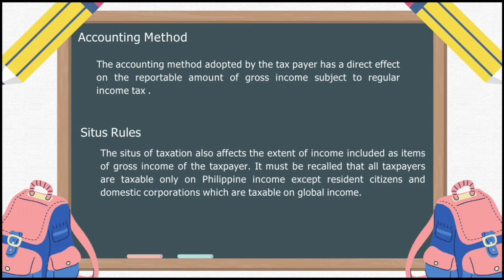Situs rules. The situs of taxation also affects the extent of income included as items of gross income of the taxpayer. It must be recalled that all taxpayers are taxable only on Philippine income except resident citizens and domestic corporations, which are taxable on global income. For taxpayers taxable only on Philippine income, only their items of gross income subject to regular tax from sources within the Philippines are included in gross income. For taxpayers taxable on global income, their items of gross income subject to regular tax from sources within and without the Philippines are included in gross income.